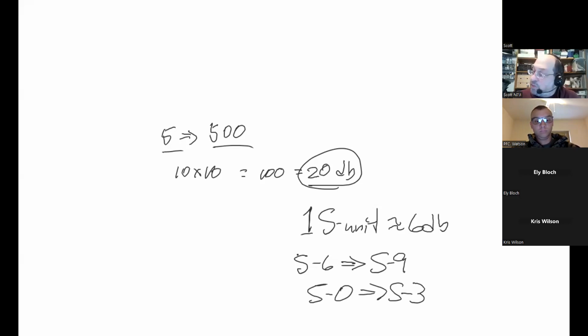But here's the really important question. How much power do you need to put into an amplifier to produce 5 watts? That would be about 10 watts. How much power do you need to put in an amplifier to produce 500 watts?